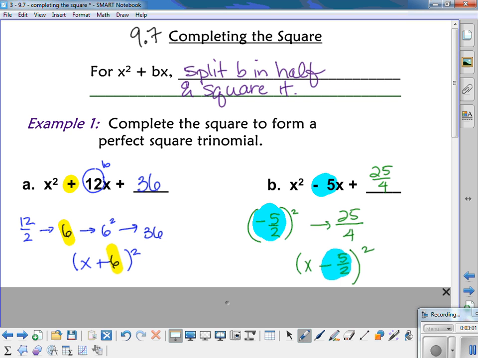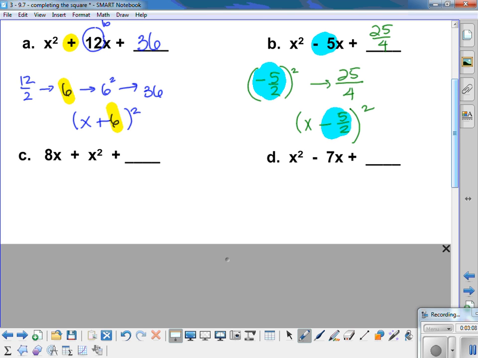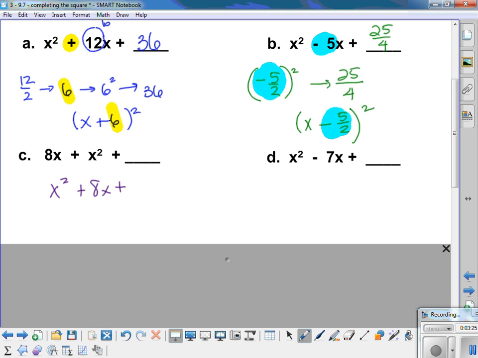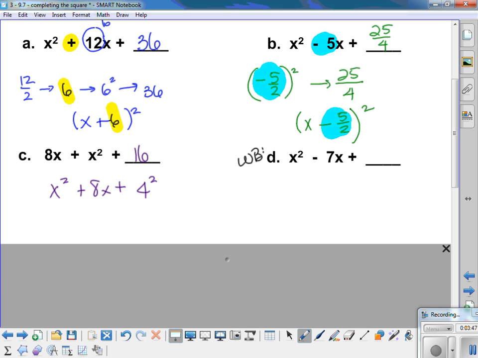Any questions so far? All right. All right, so C, I've got 8x plus x squared plus 16. So is this one written in the right order? No. So it's a good idea to go ahead and rearrange it so you don't get mixed up. So x squared plus 8x plus, what's half of 8? 4, and then I square it. So what is 4 squared? 16. So 16 would go in the blank there. And then for this one, why don't you guys give that one a try on your whiteboards? The 4 squared was where the 16 came from, right here.